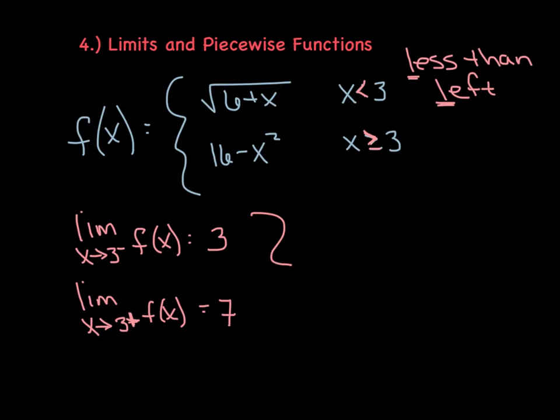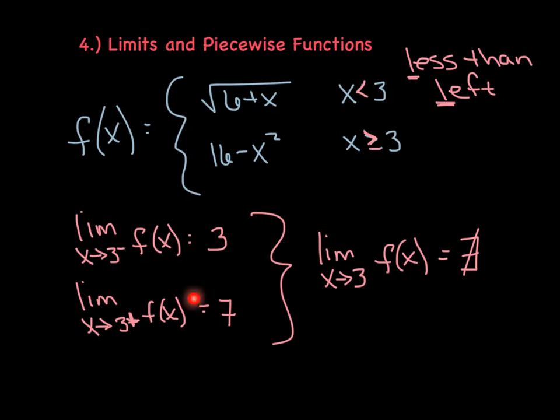Now what we've just proven right there is because those one-sided limits didn't yield the same value, we would then conclude that the general limit as x approaches 3 does not exist. And really what we've proven, because these two values were different, we've proven that the function is not continuous, but that's a discussion for another night.